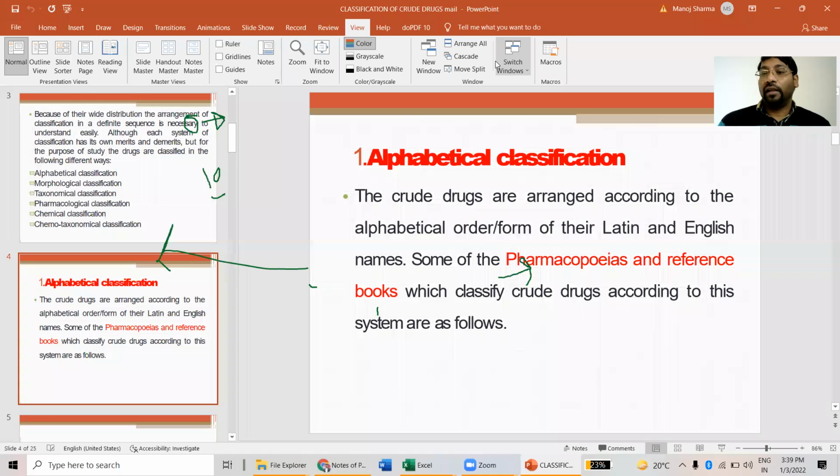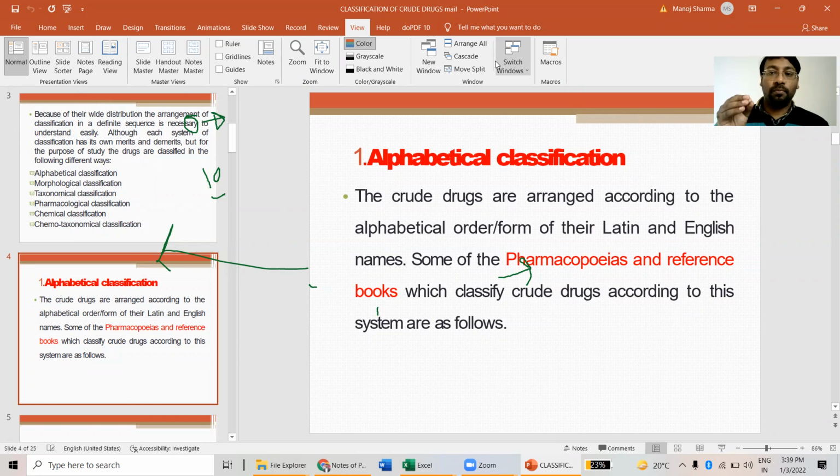What do you mean by alphabetical classification? Alphabetical classification means we just see the first letter of the name of the crude drug. We have to see just the first letter, not the complete name. According to the first alphabet, in English or Latin languages, we just arrange that medication at one place. Those medications whose name starts with A, we keep in that category, and then we come up with pages, depending on how many medications are involved.